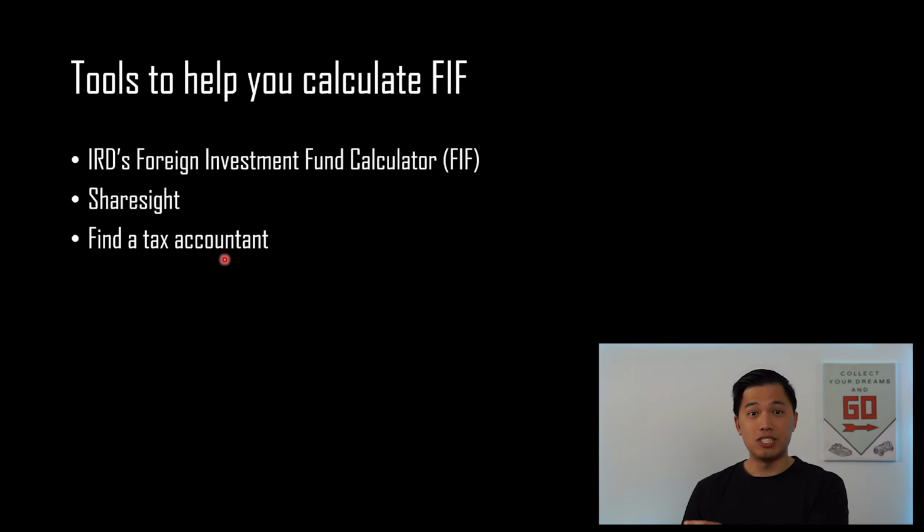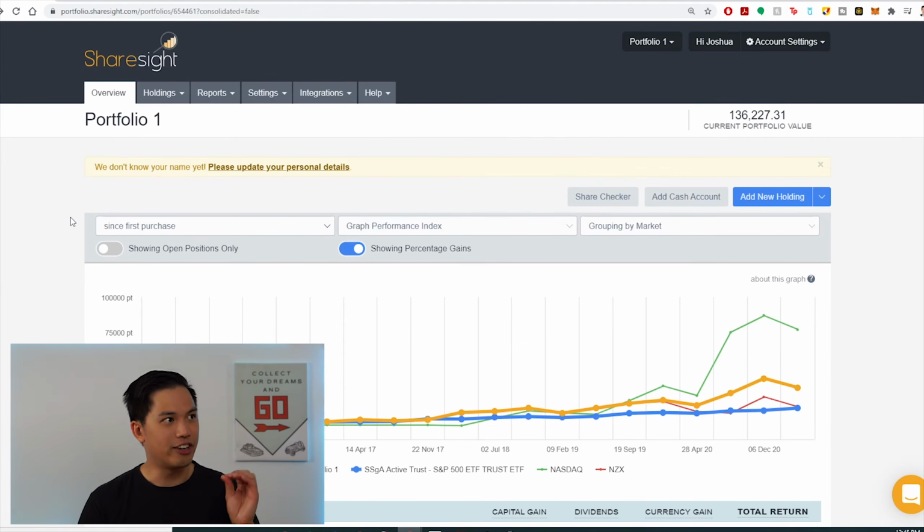So now I'll go through ShareSite very briefly to show you how you can use that to prepare your tax returns. So here is ShareSite. Here is my fictional portfolio. I've just randomly created this portfolio as an example to show you how you can use the different reports to help you with your taxes.